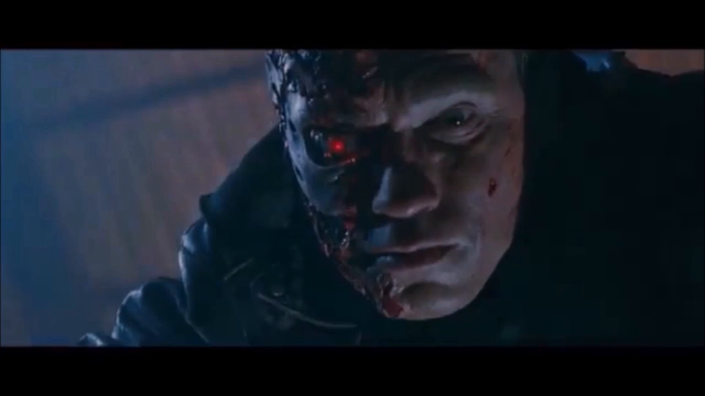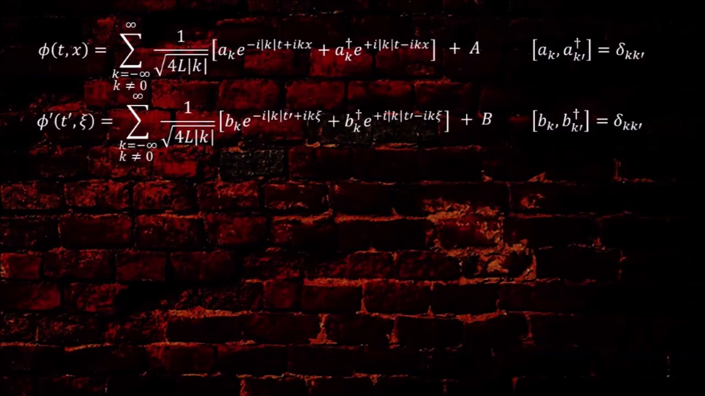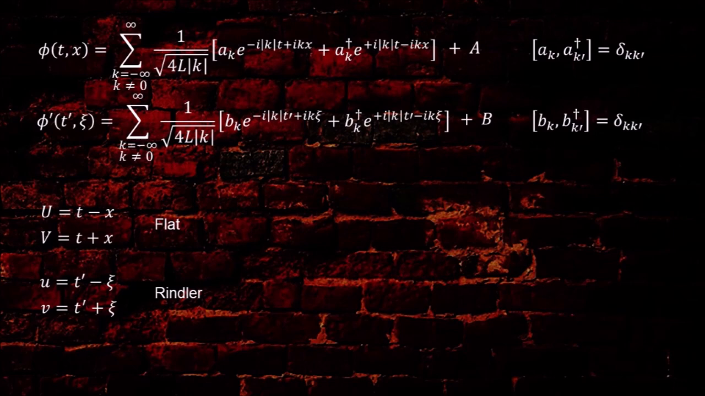Just to be sure, let's dig a little deeper. First, to make life easier, let's define new variables u and v like so, and similarly for the Rindler observers. These are known as light cone coordinates. In terms of them, the fields in the two frames can be expressed like this.